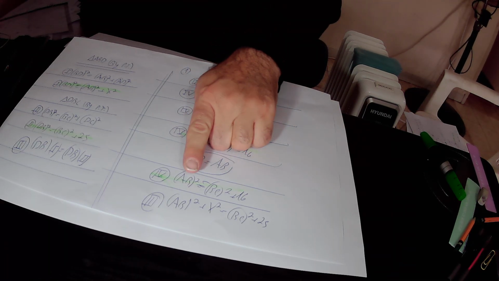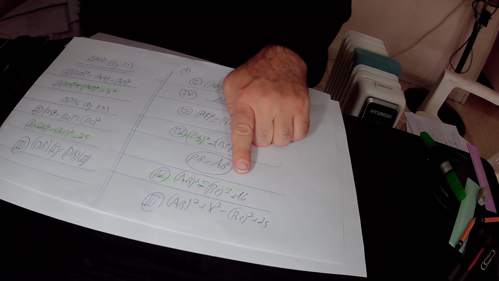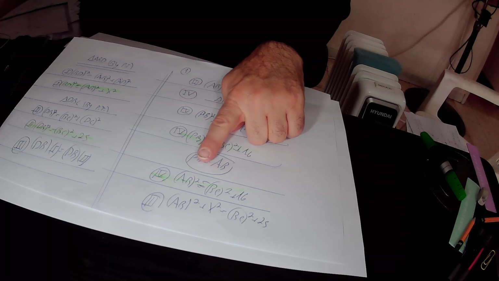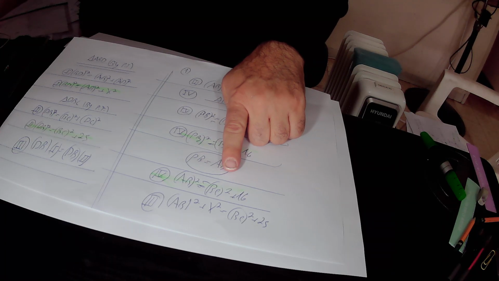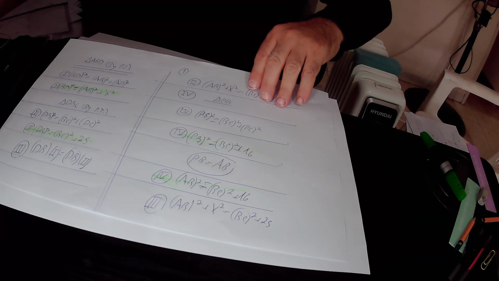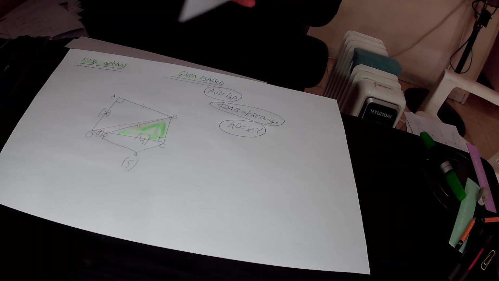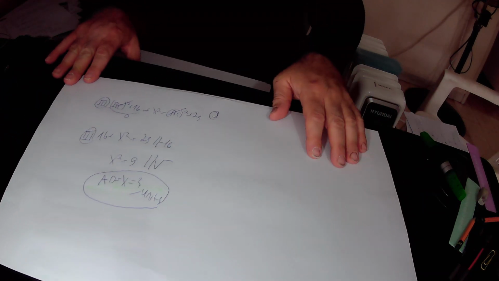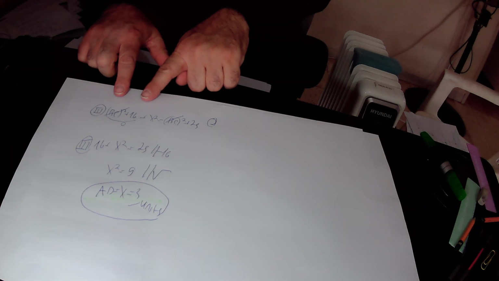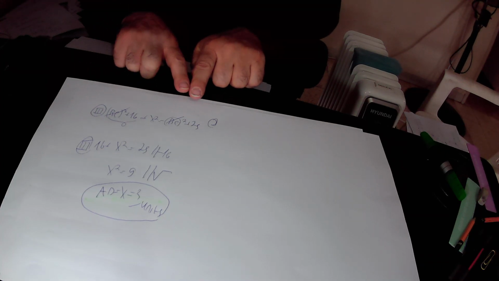So we can substitute AB squared in equation 3 by BC squared plus 16 from equation 4. We did it, and we found that according to equation 3, BC squared plus 16, that is AB squared, plus x squared equals BC squared plus 25.